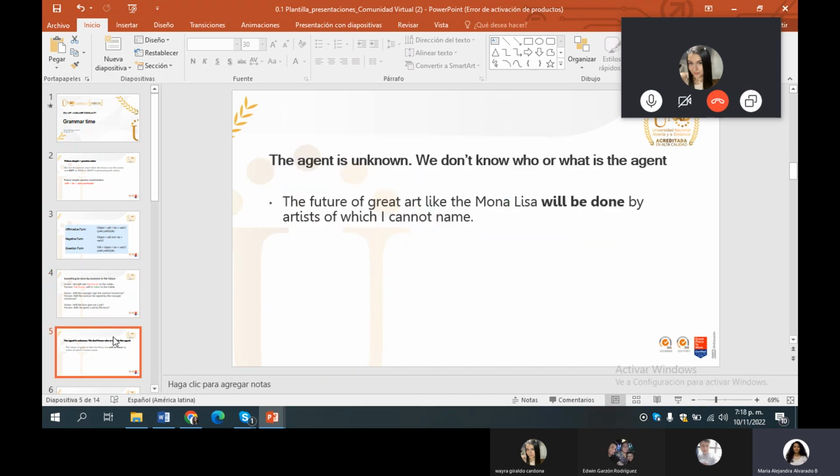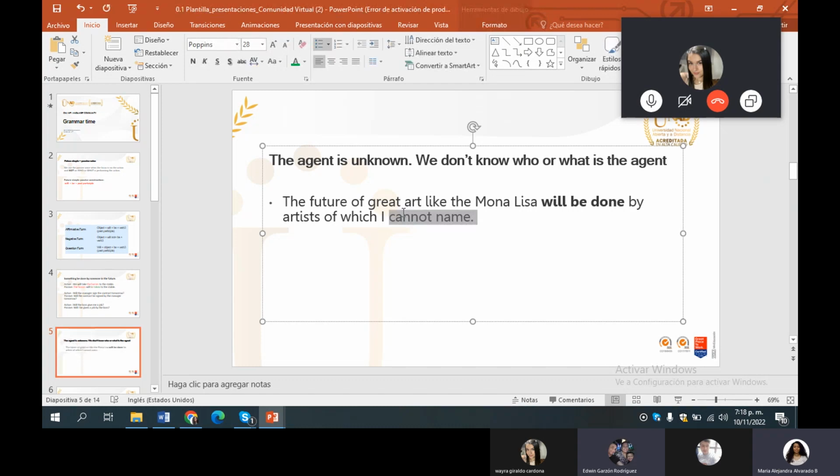Perfect. Okay. So here, we have some reasons why we use passive voice. The agent is unknown, and we don't know who or what is the agent. So here we have an example. Edwin, can you please read this example? Read the example that is in the chat. The future upgrade: the Mona Lisa will be done by artists of which I cannot name.